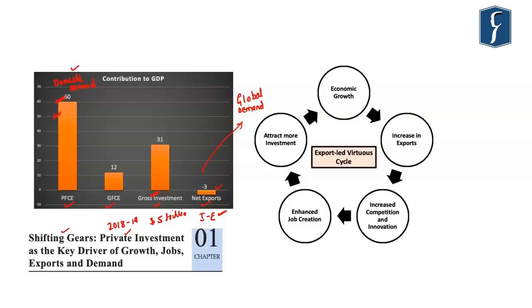Now, apart from boosting investment rates, India should also focus upon boosting its exports on the lines of the model followed by the Chinese economy. Now, by boosting exports from the Indian economy, we would be able to sustain a virtuous economic cycle wherein the increase in the exports would increase the competition and innovation of the domestic companies, leading to enhanced job creation, attraction of more foreign investment, which consequently would give a push to the higher GDP growth rate. So, in a nutshell, there is a need for India to shift from a consumption driven model to an investment and export driven model in order to achieve the higher GDP growth rate.